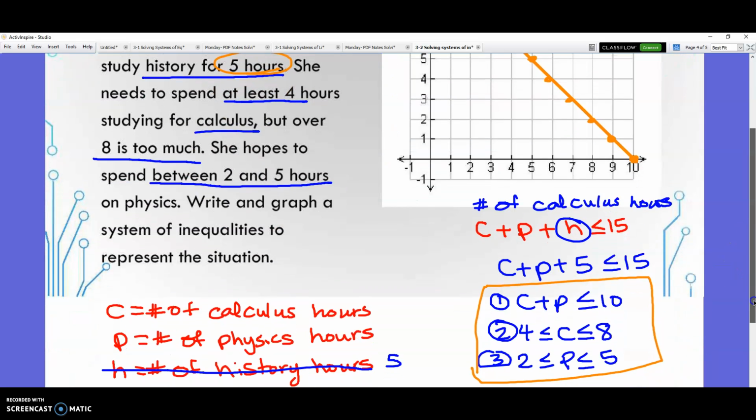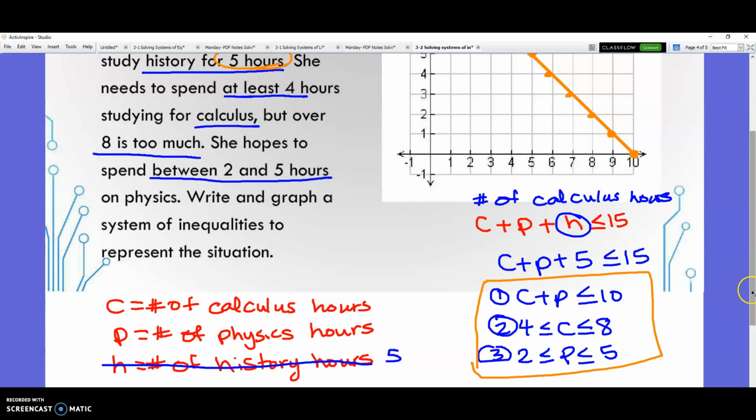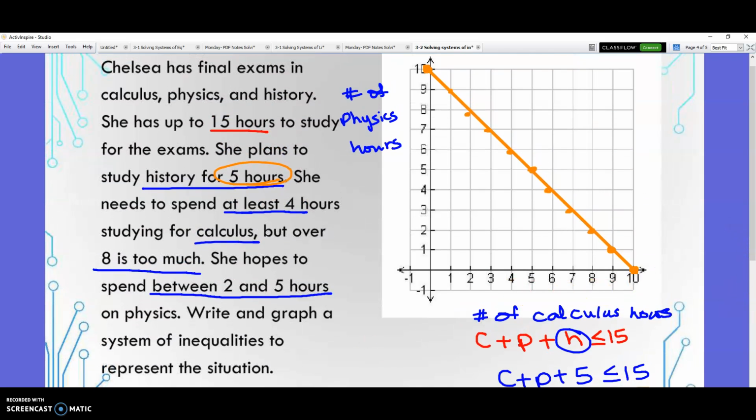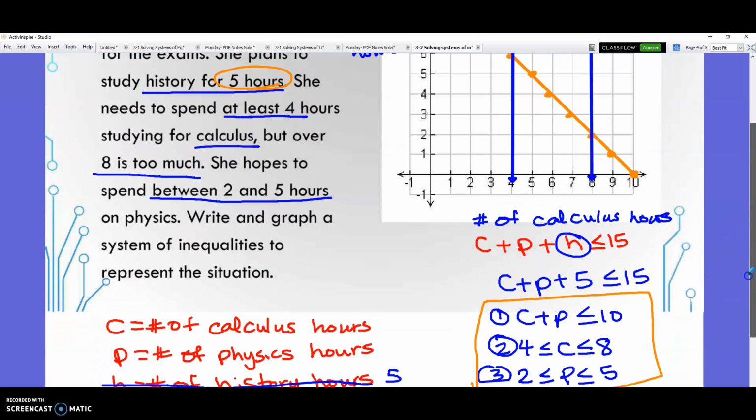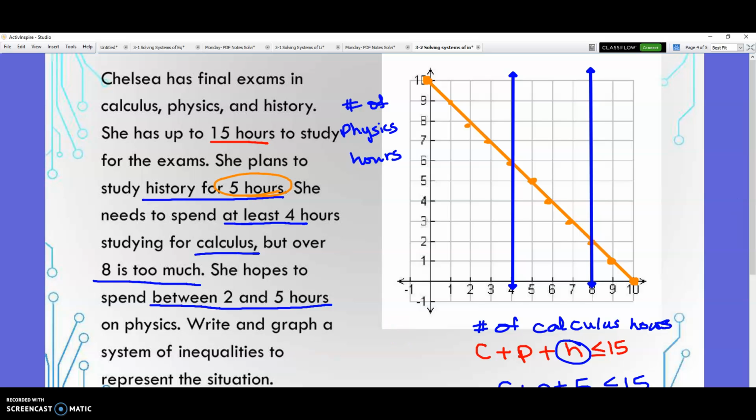Okay. Next, calculus is between 4 and 8. So my calculus is right here. She could spend between 4 and 8. So anything in between this area. Physics is between 2 and 5. So 2 and 5. Here's 2. And here's 5.